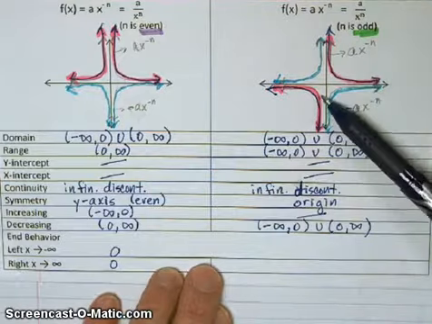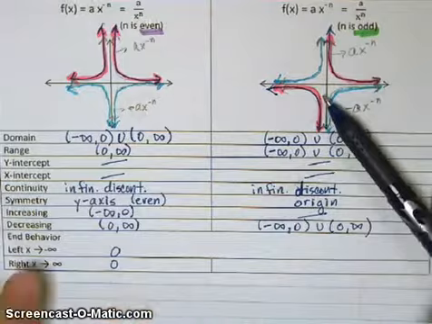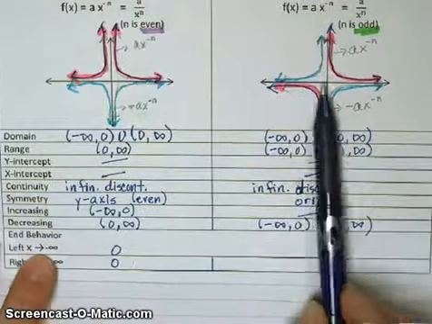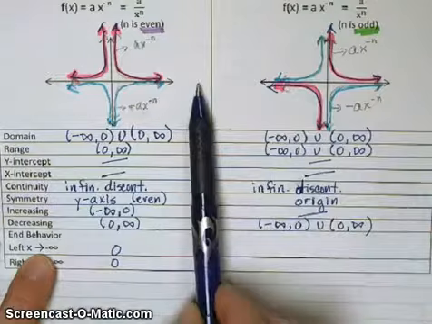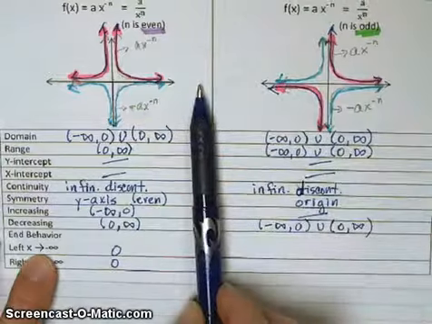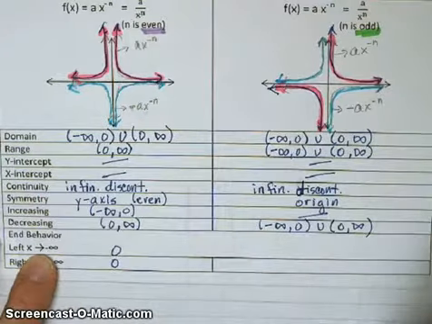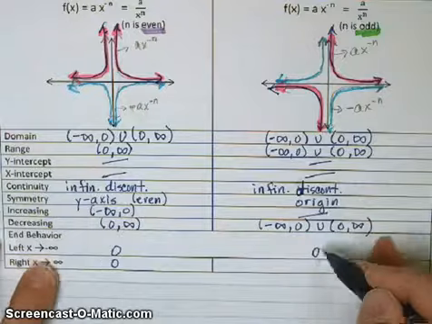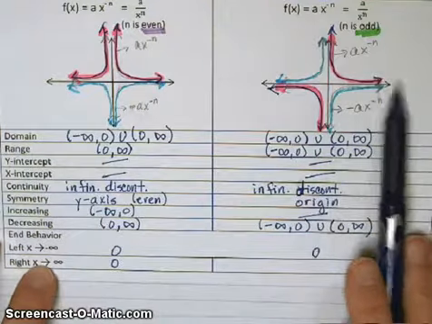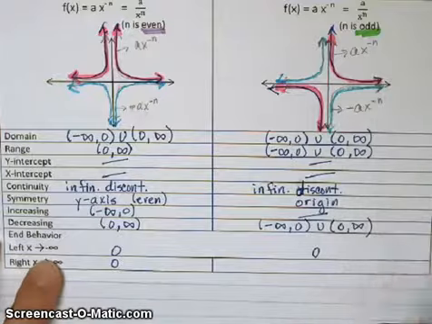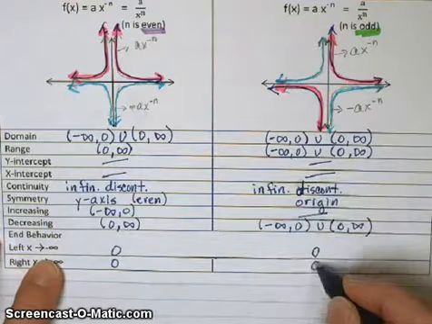As x is approaching negative infinity, a very large negative number over here, what is the behavior of the graph? Well, the behavior is approaching 0. As x is approaching positive infinity, the graph is also approaching 0. That is the end behavior.